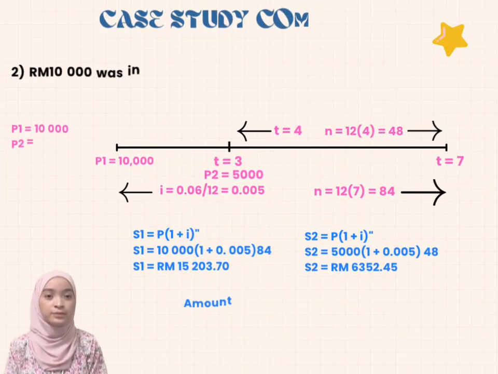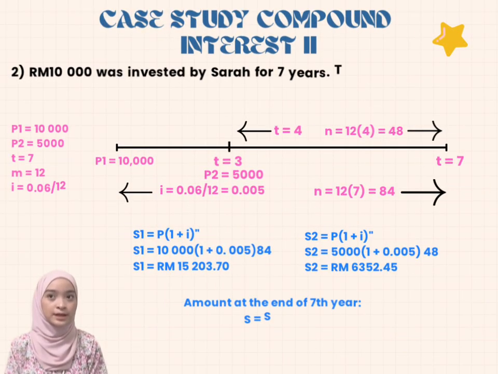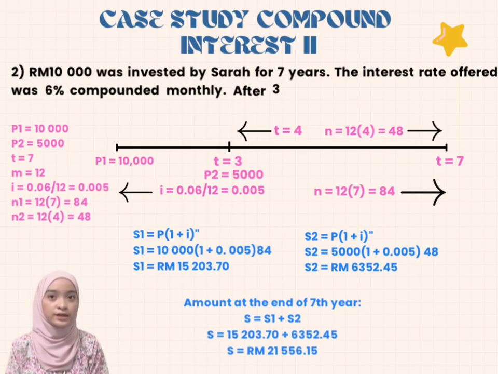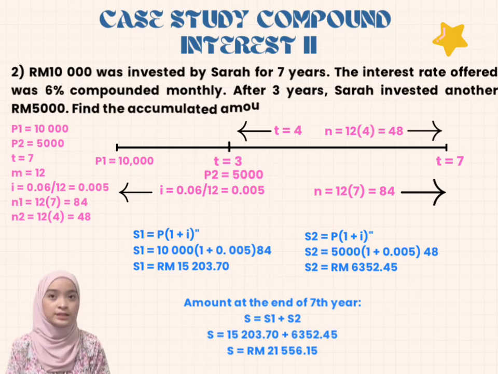Okay, hi, Assalamualaikum. This is a second case study, compound interest. 10,000 ringgit was invested by Sarah for 7 years. The interest rate offered was 6% compounded monthly. After 3 years, Sarah invests another 5,000. Find the accumulated amount of her investment after 7 years.